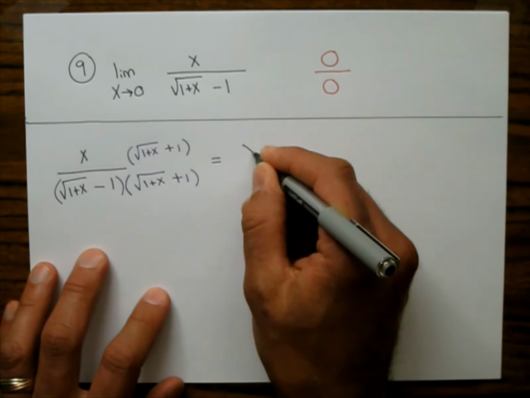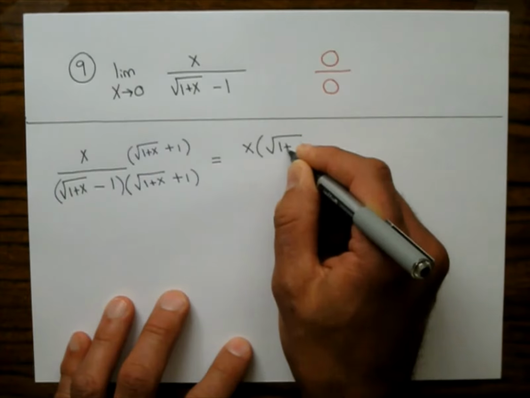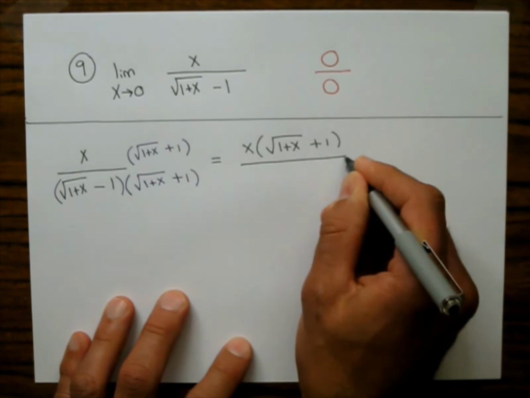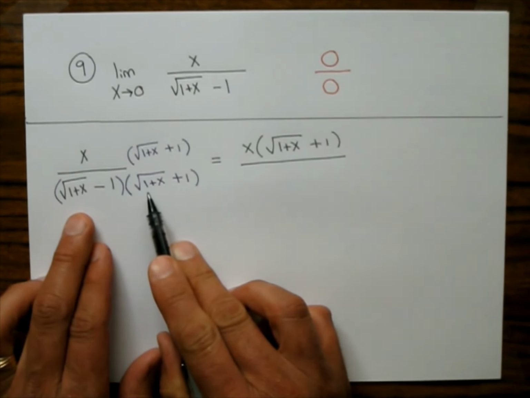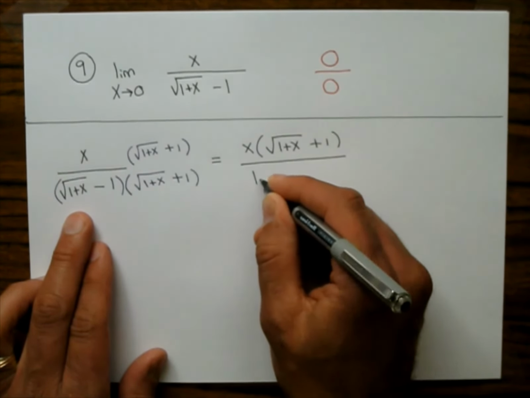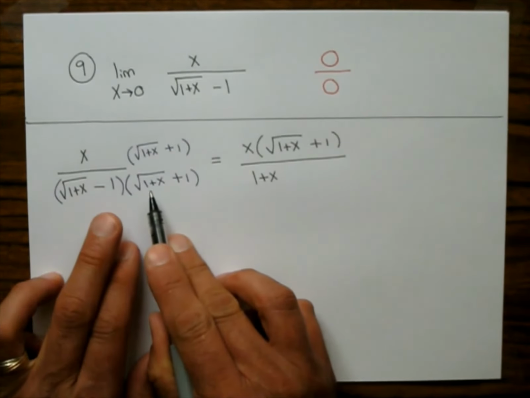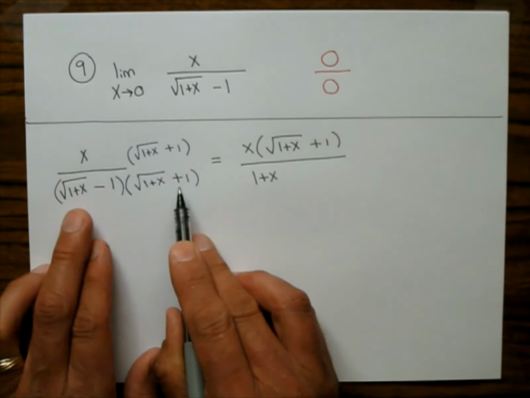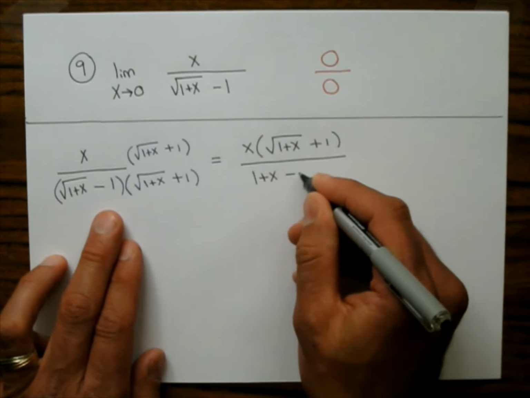So the top looks like this, x times root 1 plus x plus 1. And that's in parentheses. On the bottom, when we do the FOIL, we do first, which is going to be root 1 plus x times root 1 plus x. It just gives you a 1 plus x. Outside and inside, you can check this out for yourself, they will cancel. And so the only other thing I'm going to write on the bottom is minus 1.